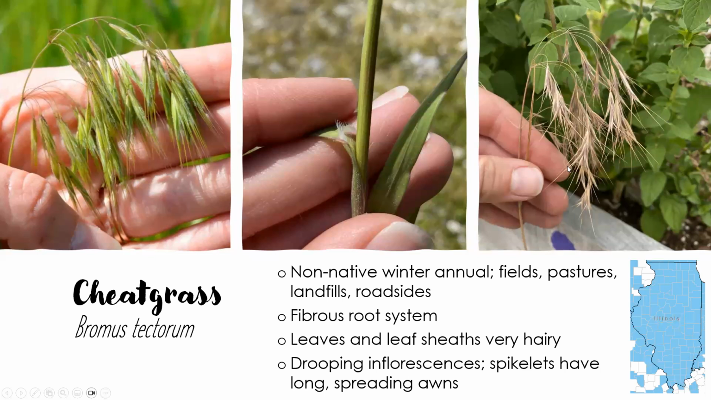I should have put these pictures next to one another. You can see that all of the awns are facing straight down. And then on the right, when that grass dries out, you'll see that they really spread apart and form that V shape. Super characteristic for cheatgrass. In general, if I see really widely spreading awns like that and a drooping panicle, I'm like, that's cheatgrass. I know it right away.